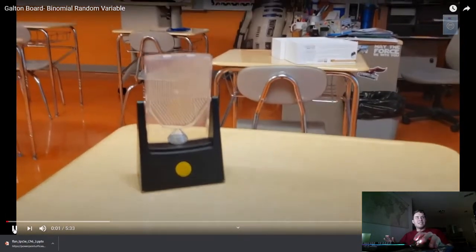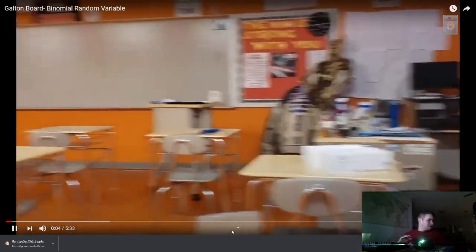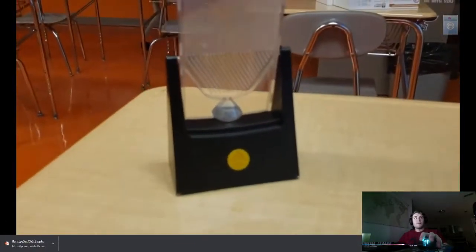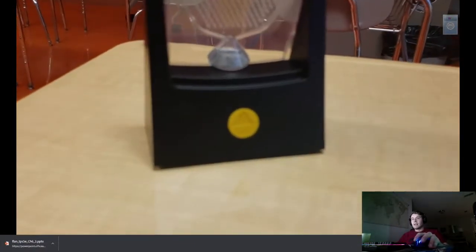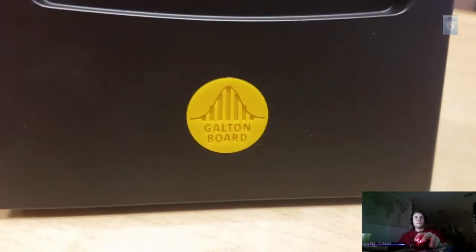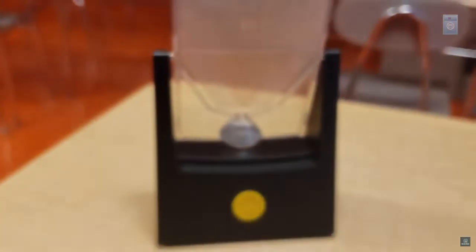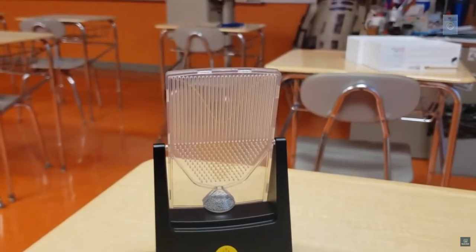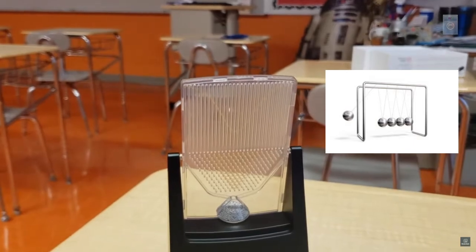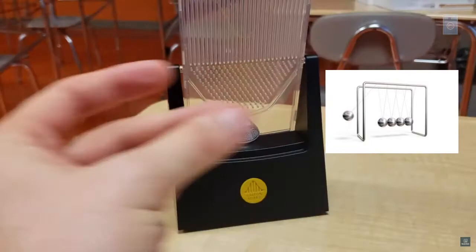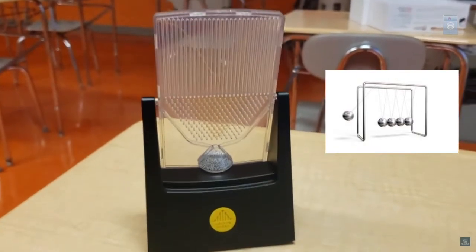Hey everybody, I'm at the school building and sort of just in my room. There's no students this week, but I wanted to take a second and look at my new toy that I got for Christmas. I asked for this from Santa Claus and he delivered. So let me focus on that. It's called a Galton board. This thing is amazing. If you've ever seen those Newton's cradles that you can hang out on the desk, that's more of like a physics thing where you pull the ball and it'll go back and forth. This is sort of like the stats version.